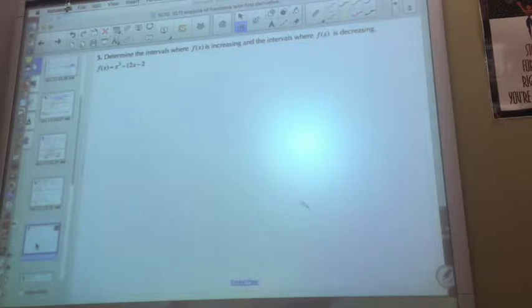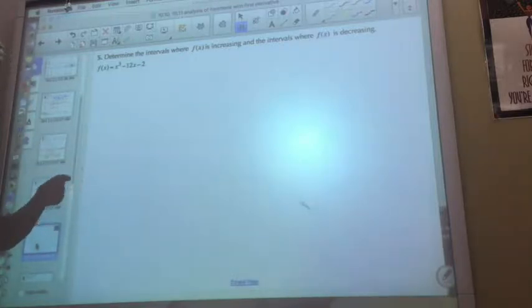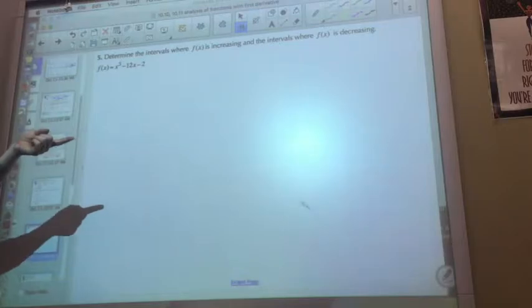I want you to go ahead, flip your paper over, and we're gonna quick chat about 5 for a second. 5 says determine the intervals where f of x is increasing and the intervals where f of x is decreasing. What do you need to find first? The derivative. Then what do you have to do? Sign chart. Okay, before I do my sign chart, I need to set it equal to 0 and find my critical numbers, if we're just looking for x. And then we make our sign chart, and then we say where f is increasing and where f is decreasing.